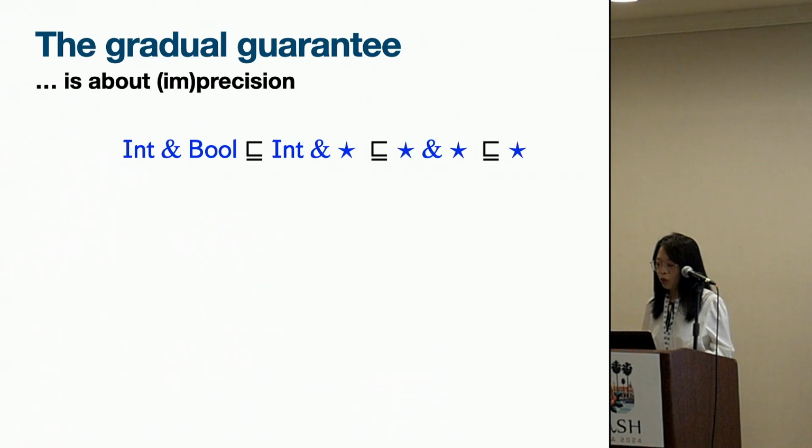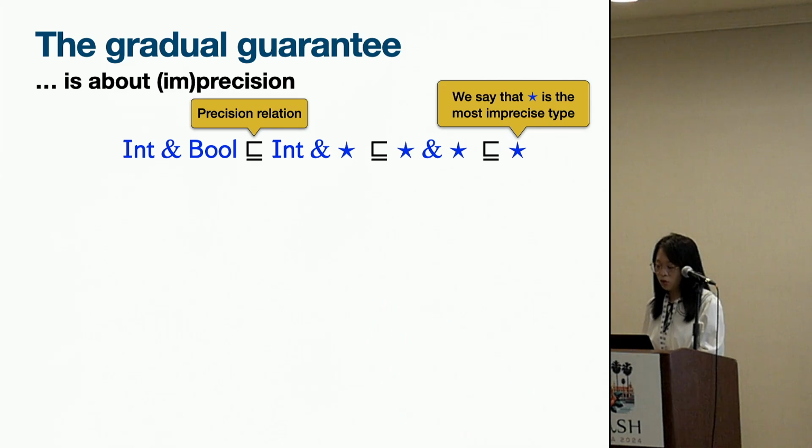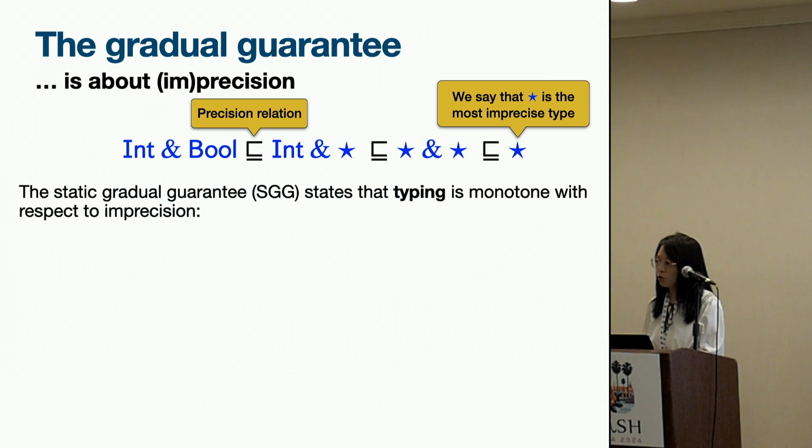And the last important thing is the gradual guarantee. The gradual guarantee is a property in gradual languages which talks about imprecision. Imprecision is a relation between gradual types, where you can say that one type is more precise if it's more static. So for instance, star is the most imprecise type. And the gradual guarantee is separated into the static gradual guarantee, which states that typing is monotone with respect to imprecision.